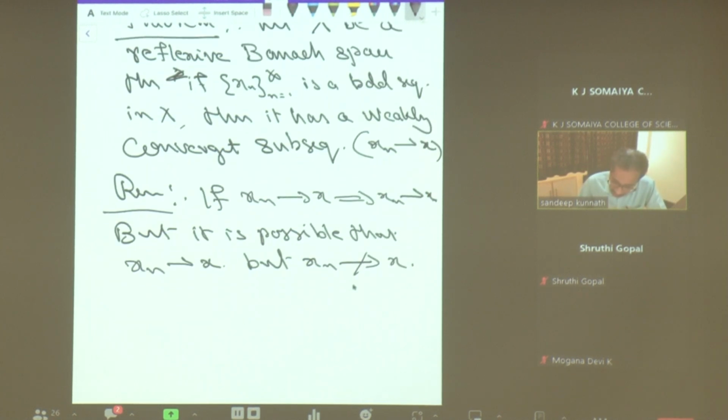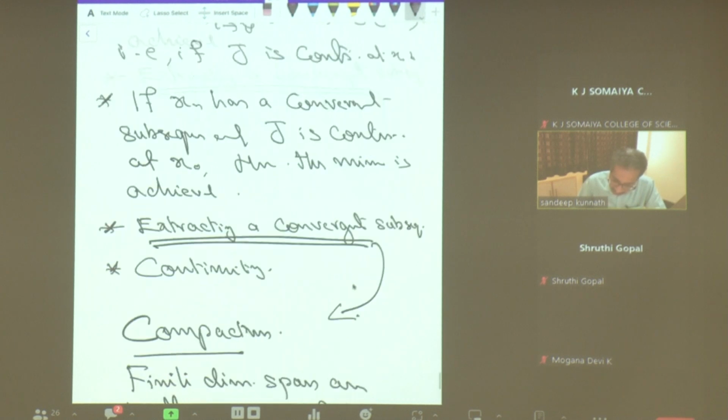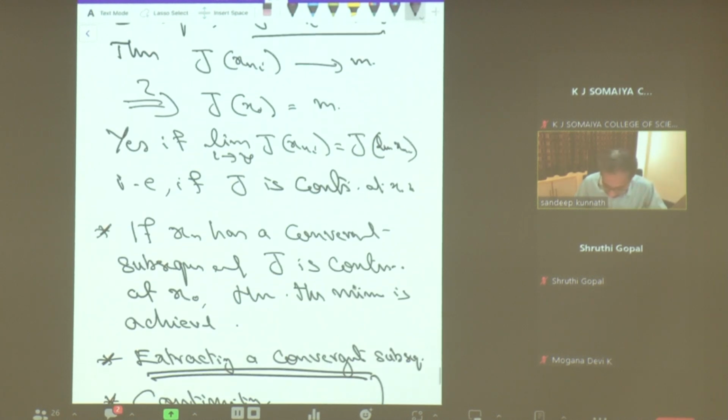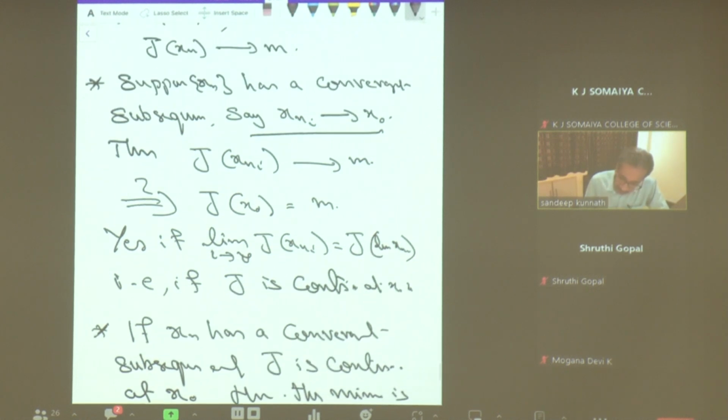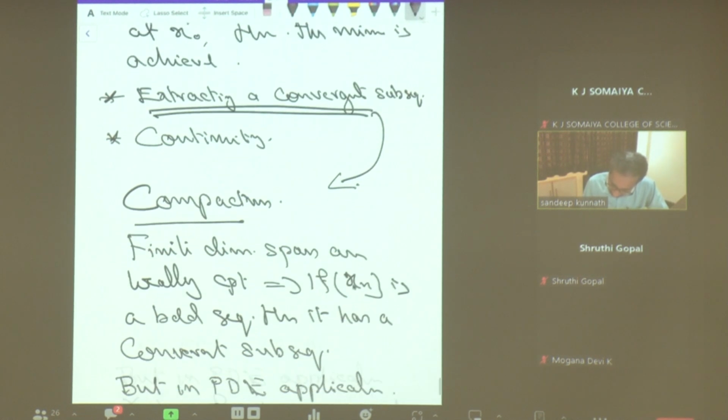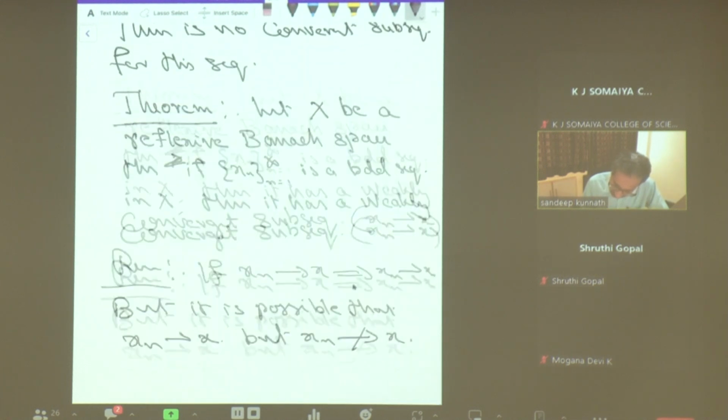Now the question is, if you see in my discussion before, I have the second property. If Xn has a convergent subsequence Xni converging to X0, then another condition was that I should be able to take the limit inside. That means it is continuity. But if I have a sequence which is converging only weakly, then I need this continuity with respect to the weak topology. So that gives me a definition.